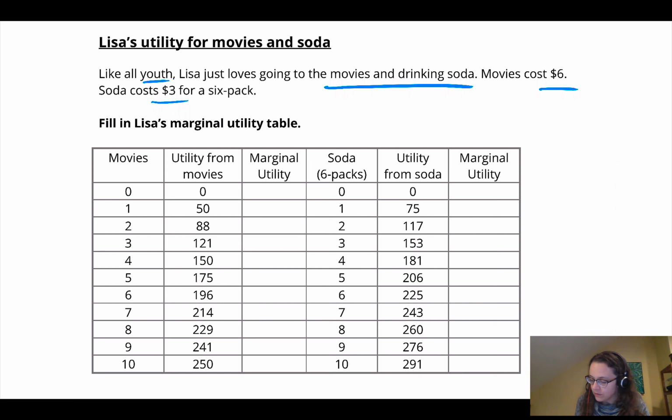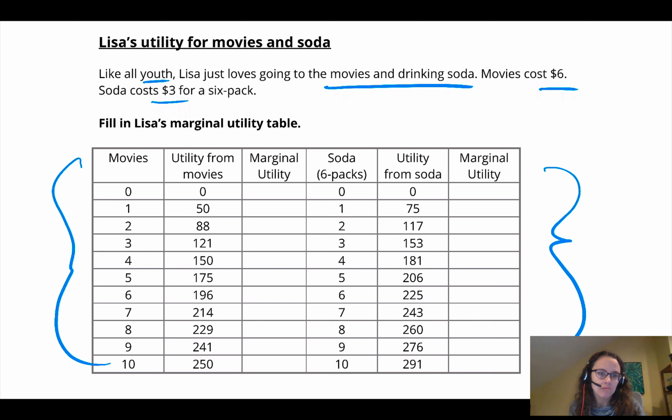So here we have a table of all the marginal utilities that Lisa can get, which is good. We've got 0 to 10, 0 to 10. And so what we first are asked to do is to fill in her marginal utility table. Now remember, the marginal utility is just a way of saying the change in utility as you increase your consumption of something by one. So how much does utility go up when you do one additional thing? In the case of movies, buy one additional movie. Watch one additional movie, buy one additional six-pack of soda.